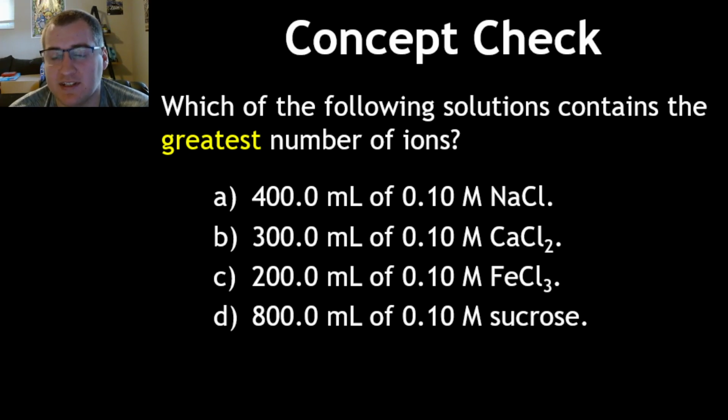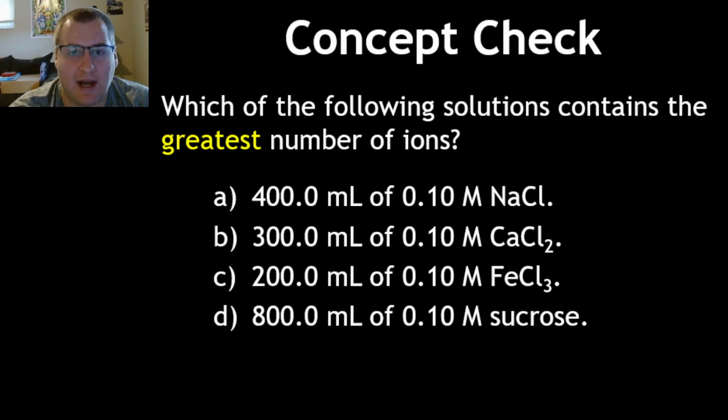So the first one I notice is D, sucrose. Sucrose isn't going to dissolve into ions. Sucrose just means sugar, so it's C6H12O6. It's not going to separate at all. So I'm going to eliminate D right off the bat. It's not going to turn into anything. It doesn't have a positive or negative charge. But all of these other ones turn into multiple things.